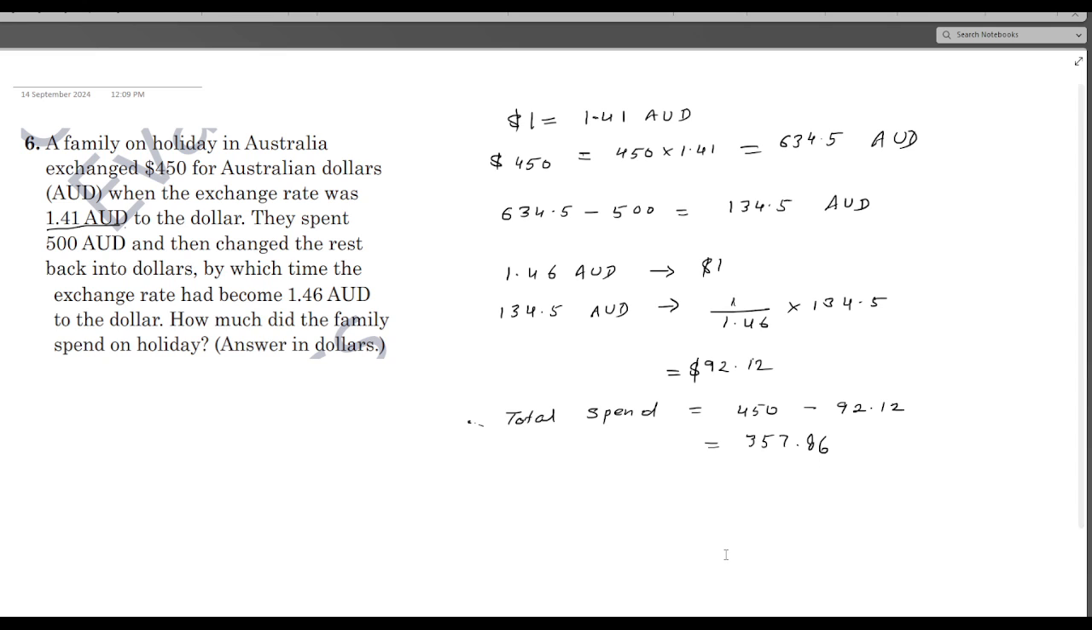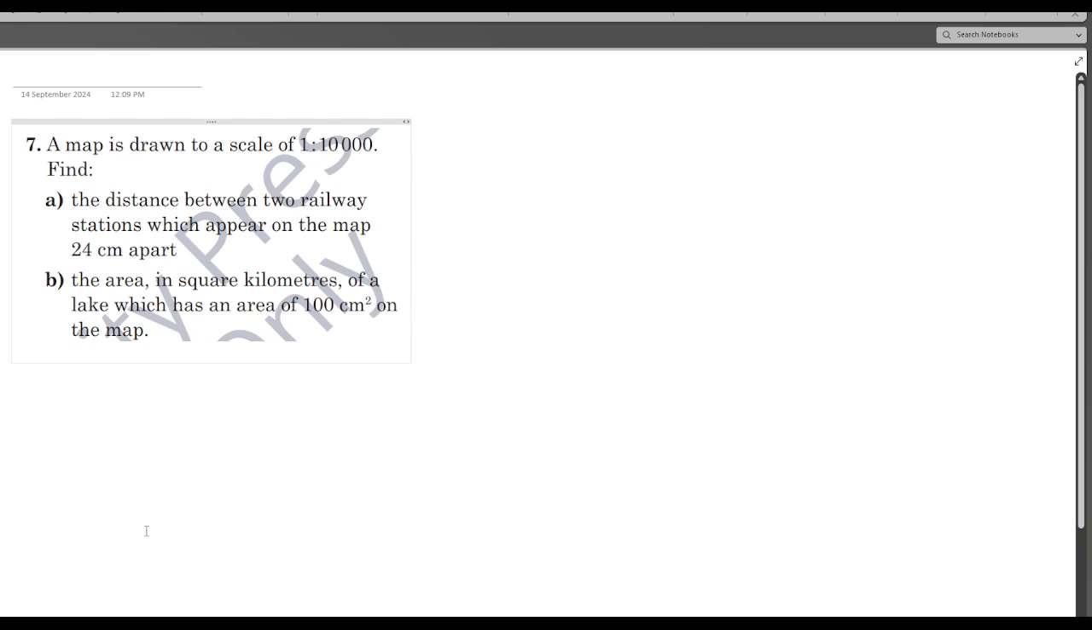Okay. A map is drawn to a scale of 1:10,000. Find the distance between two railway stations which appear on the map as 24 centimeter. So your 1 centimeter on map is equal to 10,000 on the ground. So your 24 centimeter on map will be equal to 24 times 10,000 centimeter on ground.